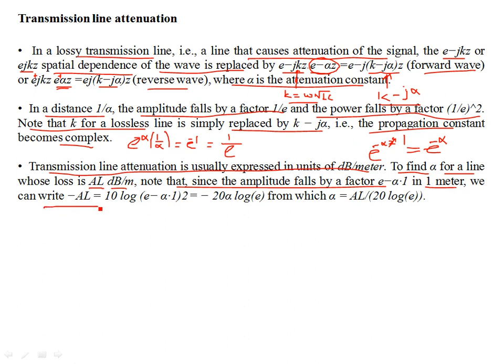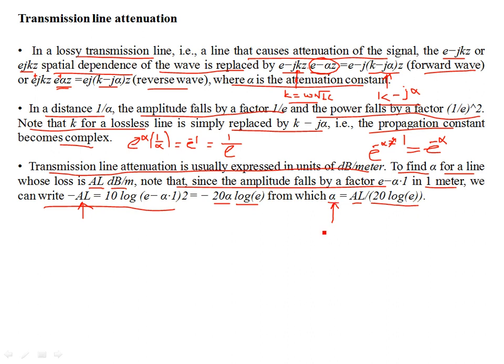We can write -A_L as 20 log e^(-α), since you are considering this to be 20 logarithm, you don't need to write the 2 over here. So this is equal to -20α log e. And if this A_L is known, then α is A_L divided by 20 log e, and that gives you the attenuation constant.